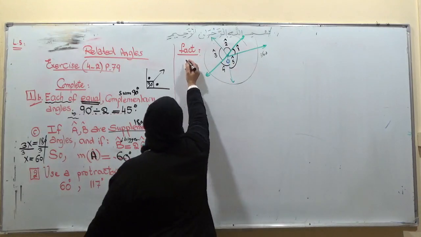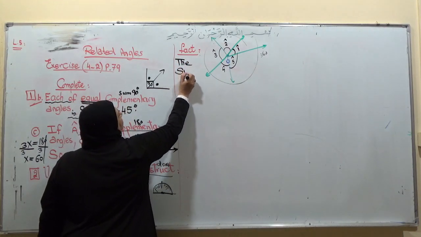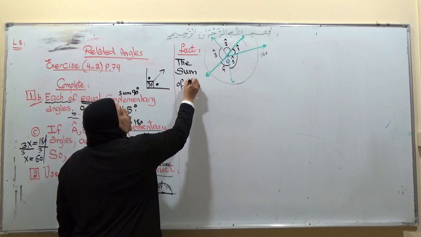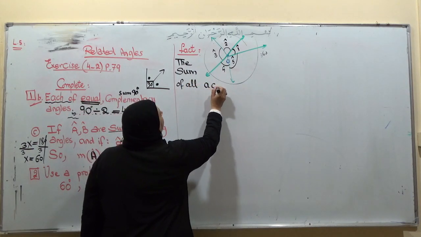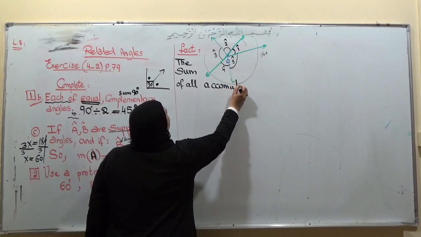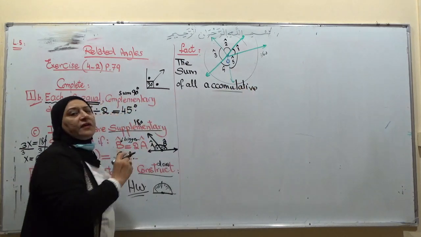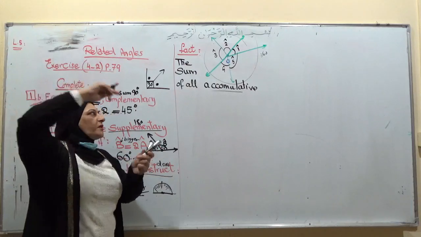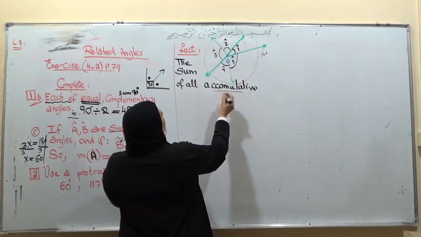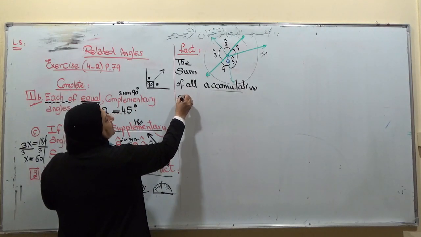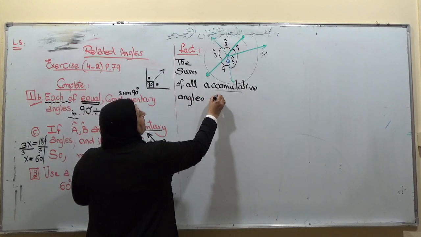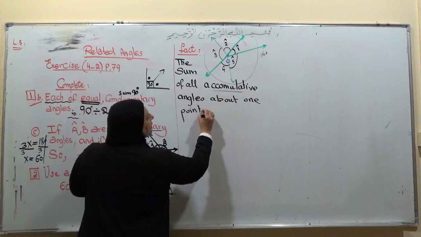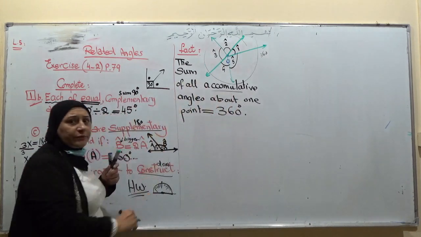So this fact says that if you add the sum of all accumulative angles, accumulative meaning one after another, the sum of all accumulative angles about one point equals 360 degrees. This is a theorem.